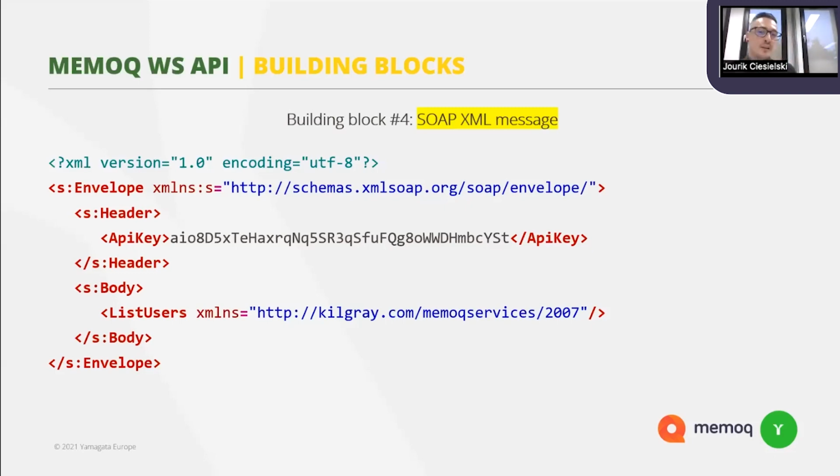So the different building blocks that we have been discussing on the slides, they correspond to the API call to list all the users on the memoQ server. We're now going to retrieve the different pieces of information and put them together in a fully fledged API call and hopefully receive a response from the server.